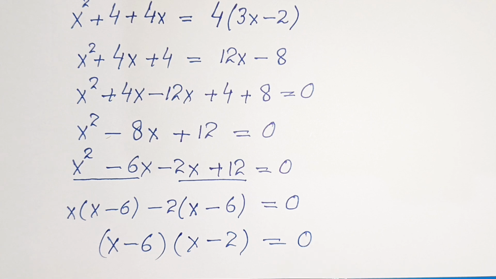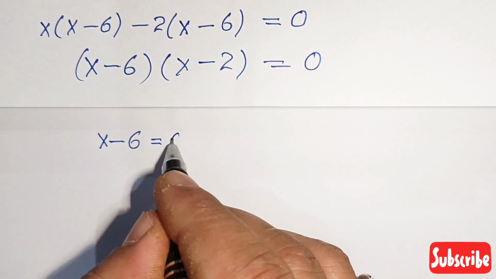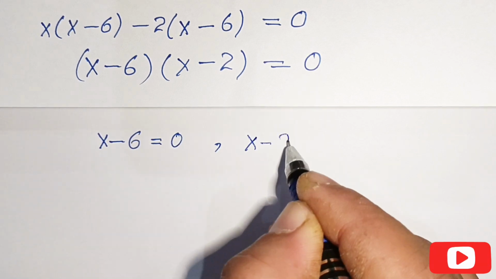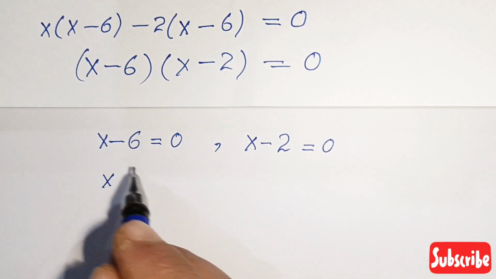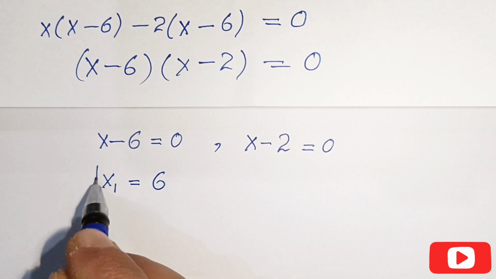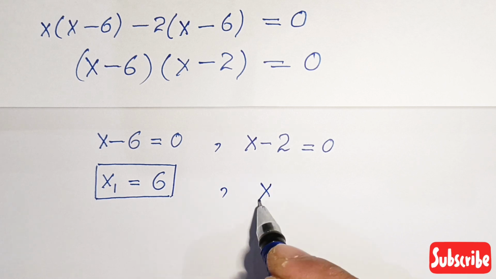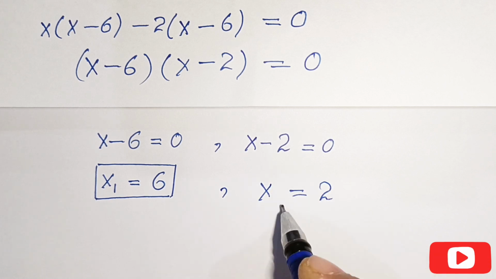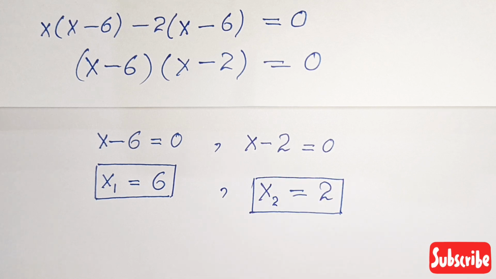Here we have two factors. Now our next step will be x minus 6 is equal to 0 or x minus 2 is equal to 0. Here x is equal to, shifting minus 6 we get plus 6, so it is the value of x1. Now x is equal to, shifting minus 2, plus 2, so it is the value of x2. Here we have two values of x. Now we must verify this radical equation.